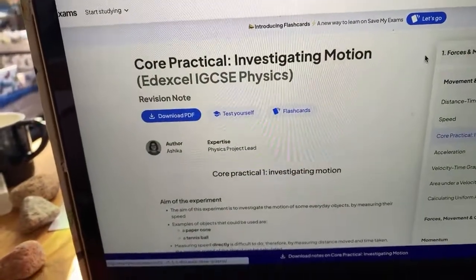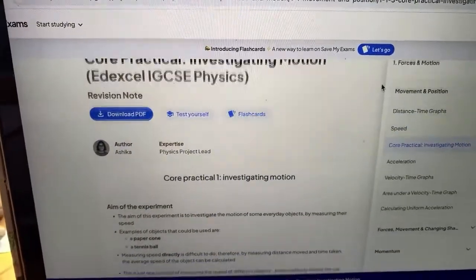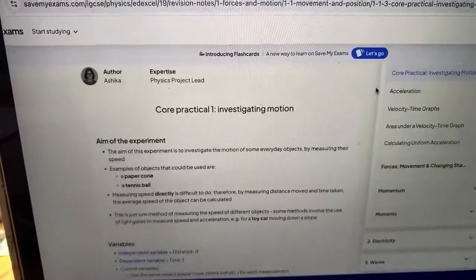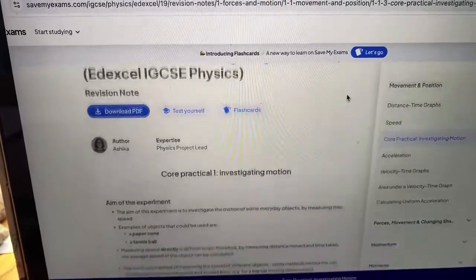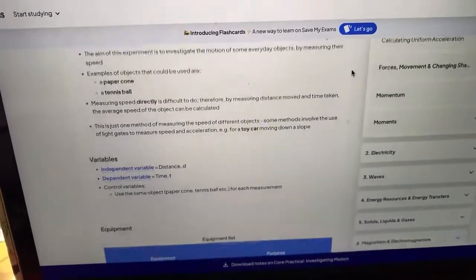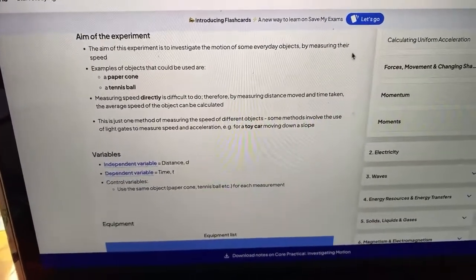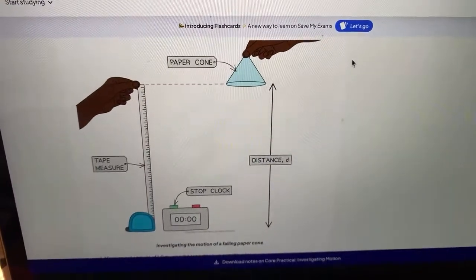And here is the incredible Save My Exams website with a beautiful summary of it. You can sign up, you can pay them to get access to more, but you can just see this without paying them. So they've got this core practical, which is investigating motion. And it's basically timing something that is falling. They've suggested using a paper cone, but I think you should use a little helicopter instead, which I'm going to show you how to make now.